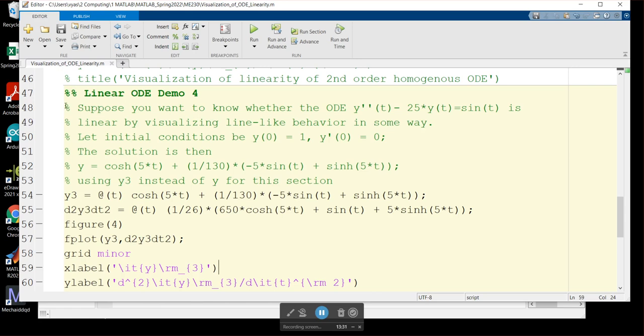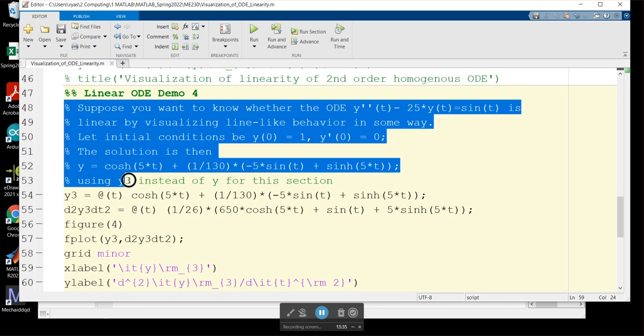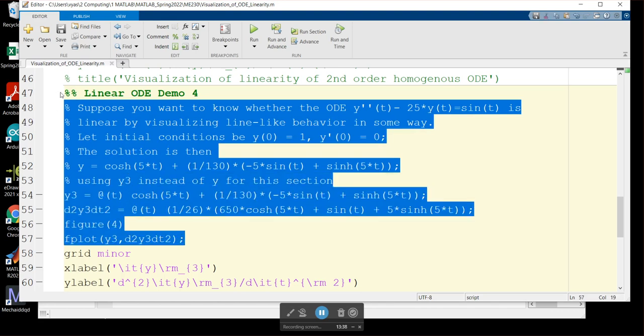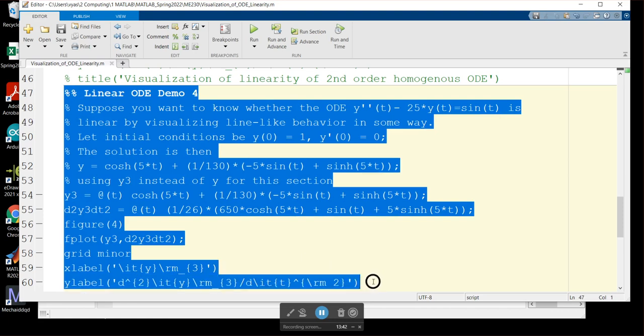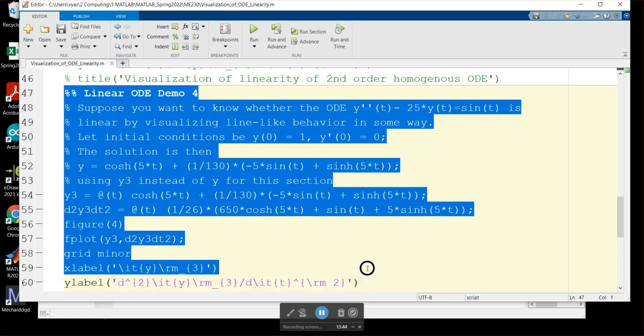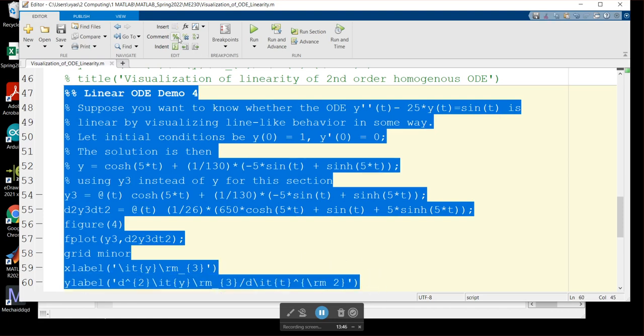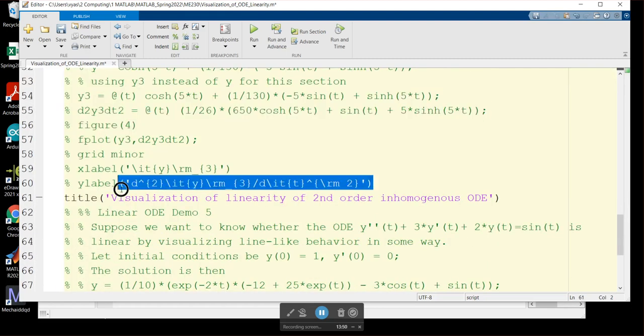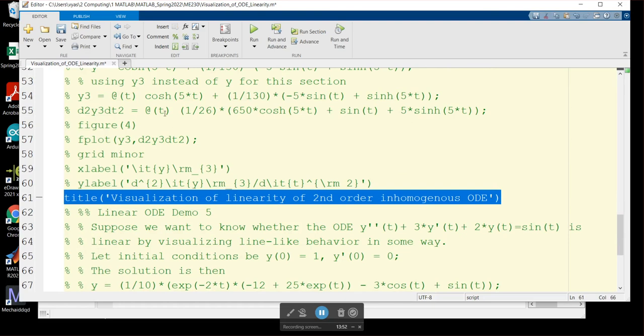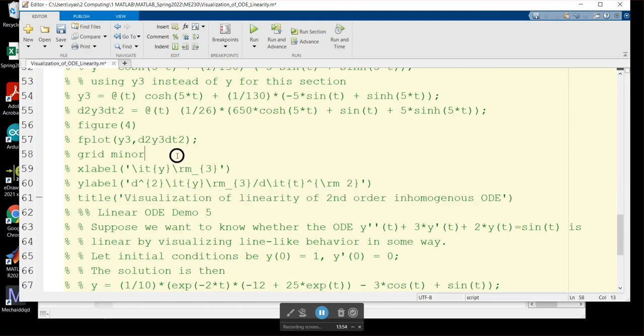Now I'm going to use an inhomogeneous ODE where I've got y prime and y double prime. So in that case, what I would have is 3 variables. So if it's 3 variables, it's a line in 3D. If it's a line in 3D, oops, I forgot this guy. If it's a line in 3D, I need to use the fplot3 command to plot in 3D.